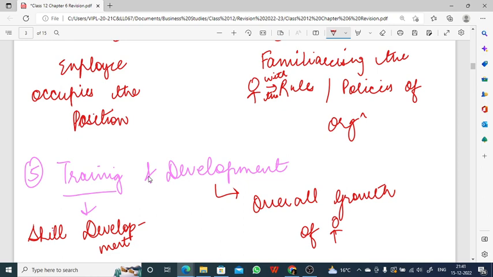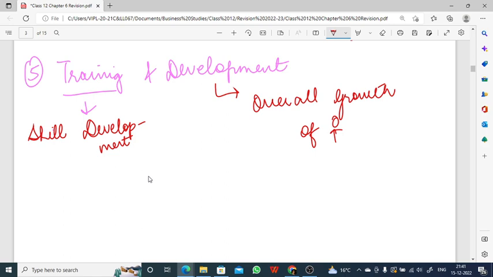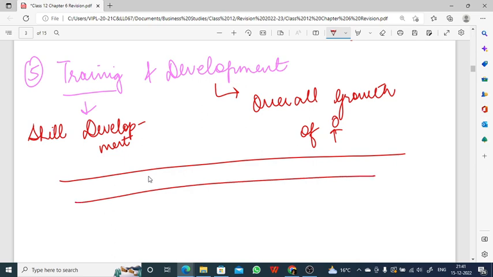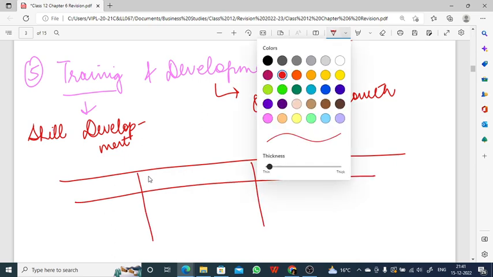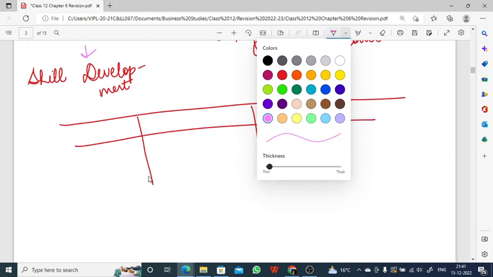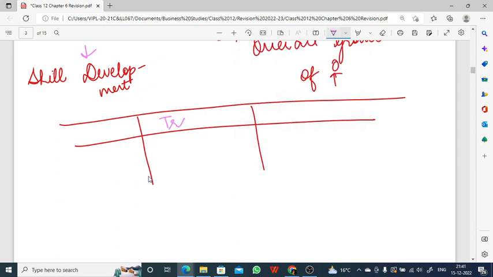Many times I have seen a question coming straight away: tell the difference between training and development. There's also a possibility that you get a case study where first you have to identify which portion is talking about training and which about development. If you are clear that skill development is training and overall growth is development, you will easily be able to identify the concept, and differentiate between them. So how do we differentiate? If you check the previous year question papers, you'll see the difference between training and development has been asked many times as a 3 or 4 mark question.